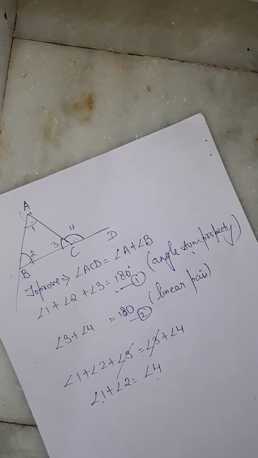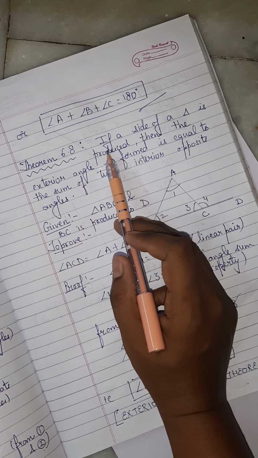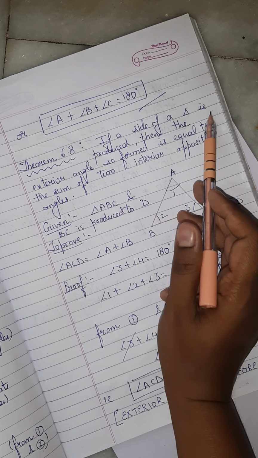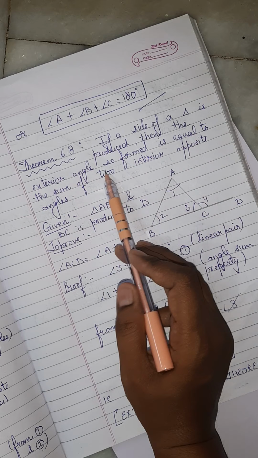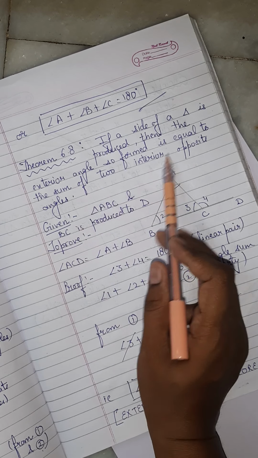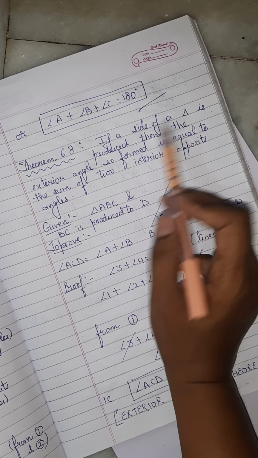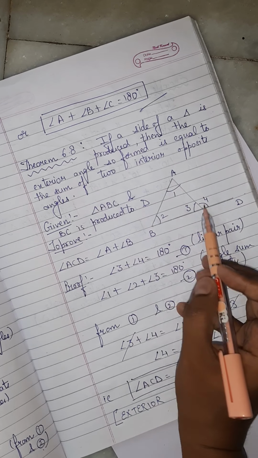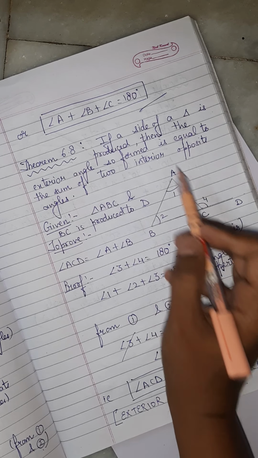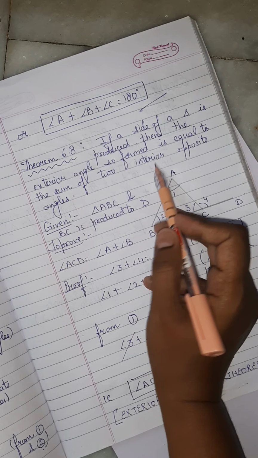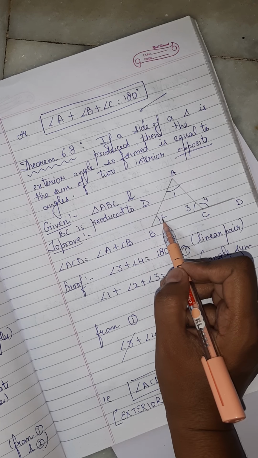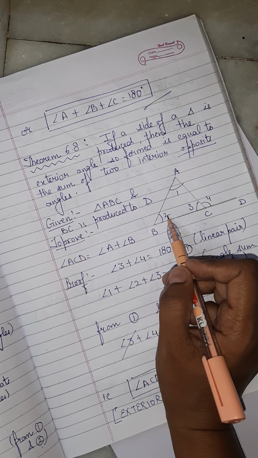Now just see the solution in the notebook. Your theorem 6.8 we are doing, right? If a side of a triangle is produced, then the exterior angle so formed is equal to the sum of two interior opposite angles. Triangle, side is produced. Then the exterior angle, we are taking this one, is equal to the sum of two interior opposite angles. These are the opposite angles. We have done this property previously, but we have to do the proof now.